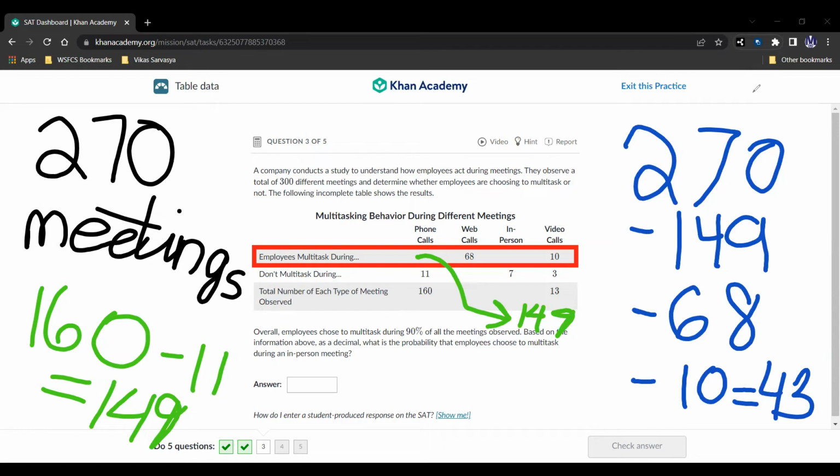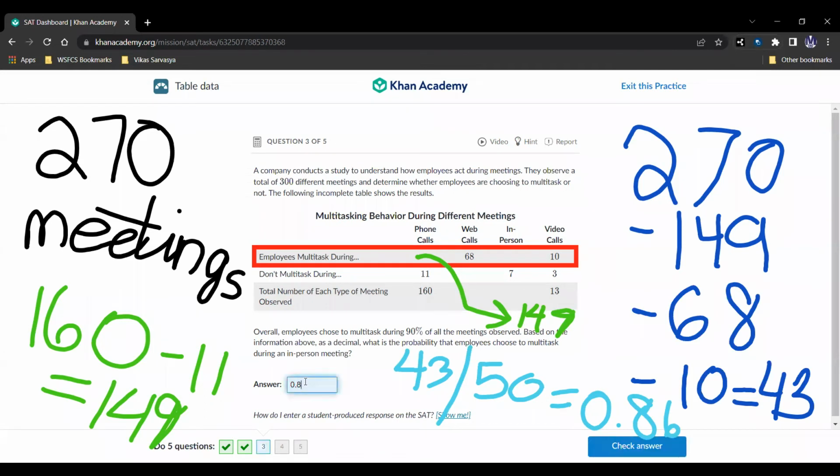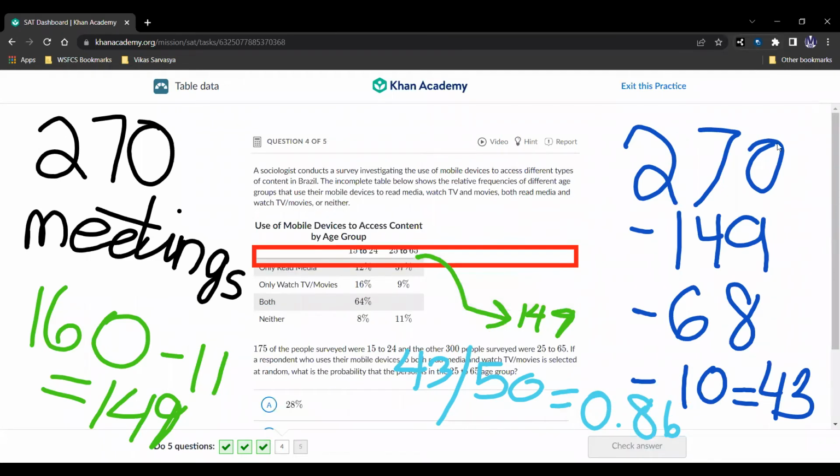And now we're asked for the information above as a decimal of the probability. So we have 43 ones where they did multitask, and we have 7 where they didn't multitask. So the total is 50. 43 over 50 is going to be 0.86. So that's our answer, 0.86. Now let's move on to the next question.